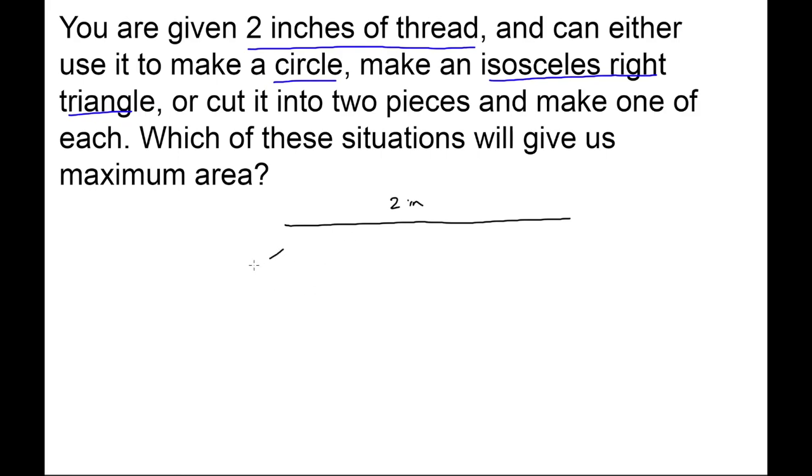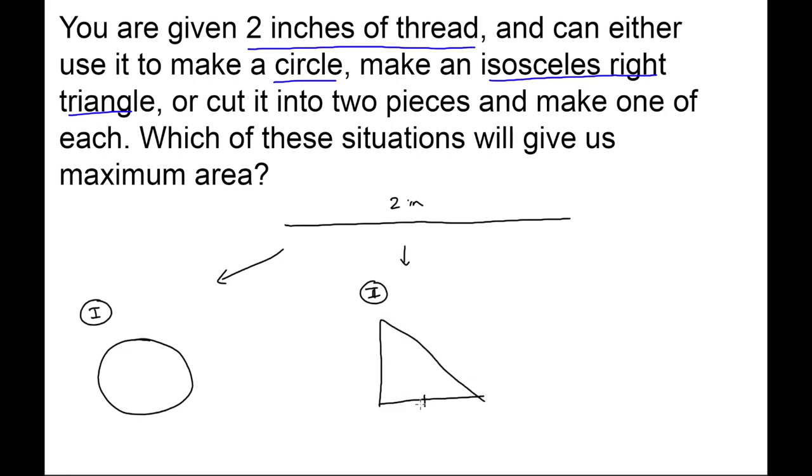So there's three cases. One, we could just make a circle. Two, we could make an isosceles right triangle, which, in case you forgot your geometry, just means that these two sides have the same length. Right, the non-hypotenuse legs both are the same length. And the last one is we cut the wire into two pieces. They don't have to be equal pieces. And we make one of each shape, right? That's not a good triangle. Maybe that looks a little better. Okay, so we can do that. So these are the three different cases we could go with, right?